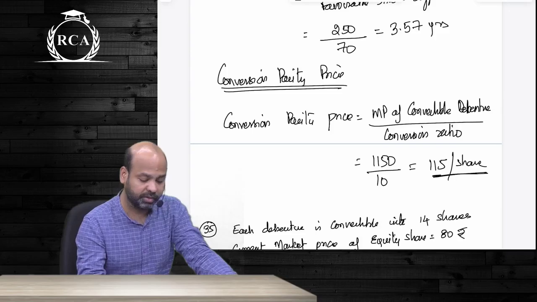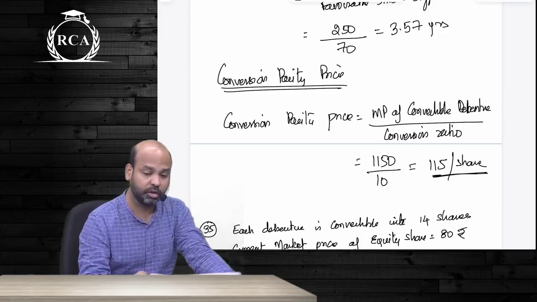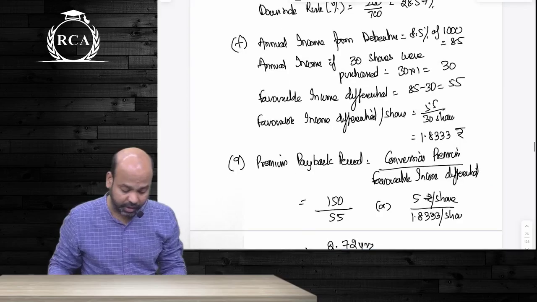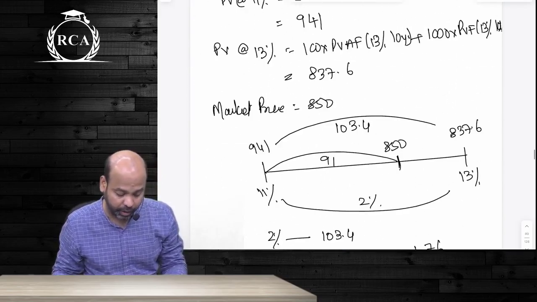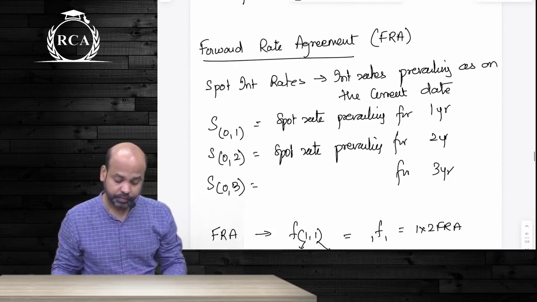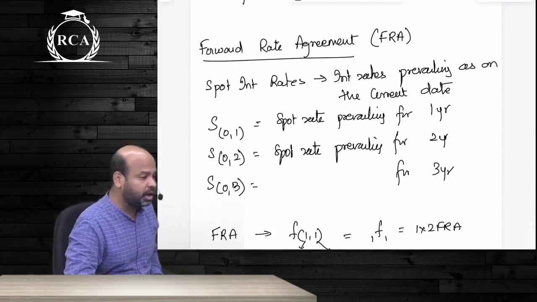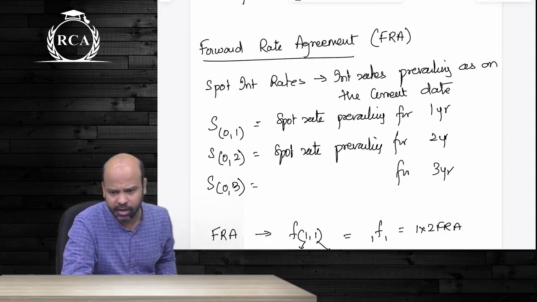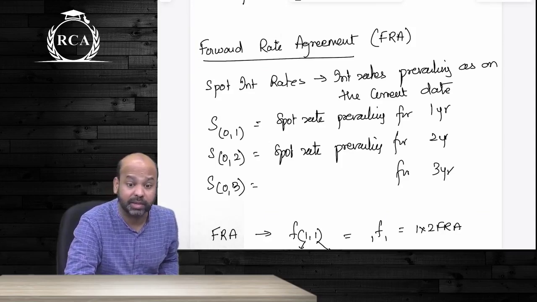After convertible securities, we moved on to the concept of forward rate agreement, FRA. I said a forward contract is an agreement to buy or sell something as on a later date. Yes or no? A forward rate agreement is a contract to borrow or lend money as on a later date, but the interest rates are determined today.